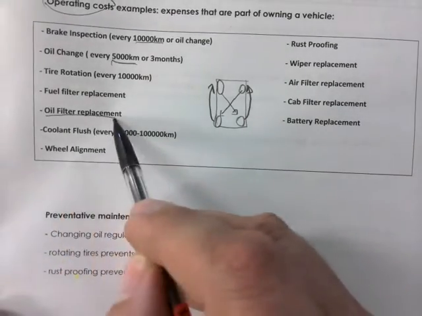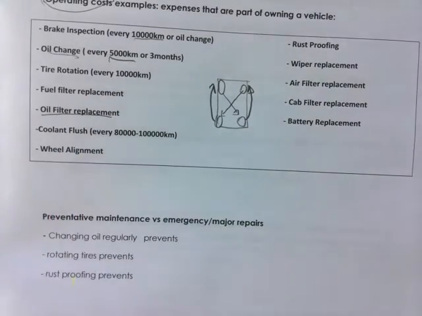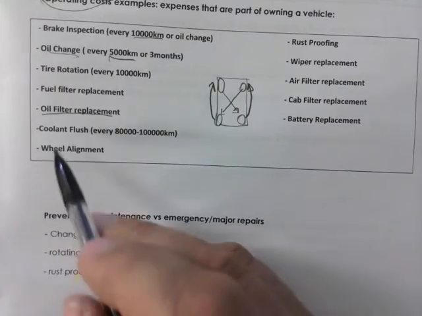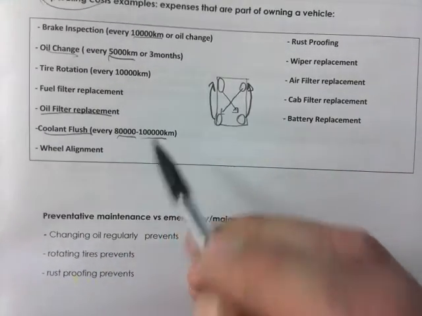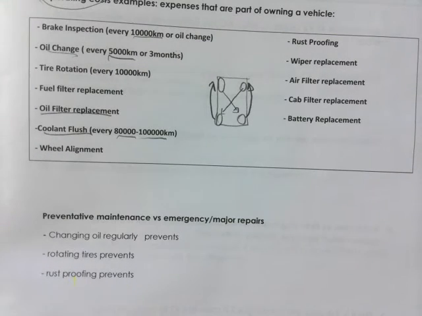Oil filter replacement, that should be done with the oil change. Did you know that? There's an oil filter, I hope. Yeah, you need to change that every time you do an oil change. Coolant flush, that needs to be done every 80,000 to 100,000, depending on your vehicle. Look at the user's manual. You can check that out.